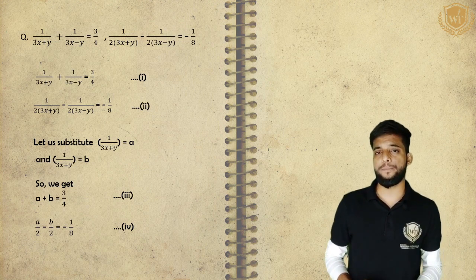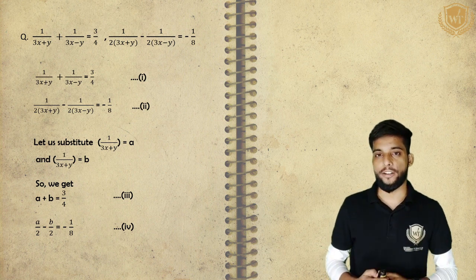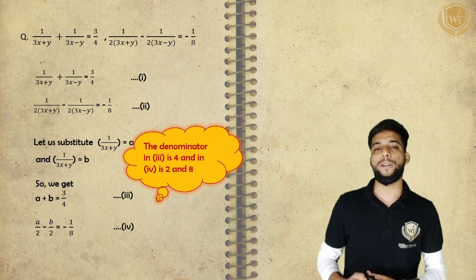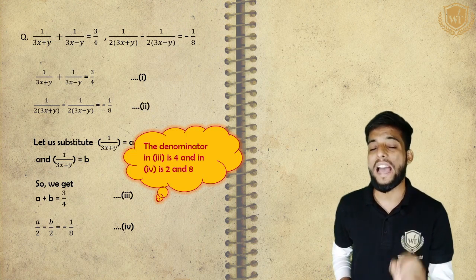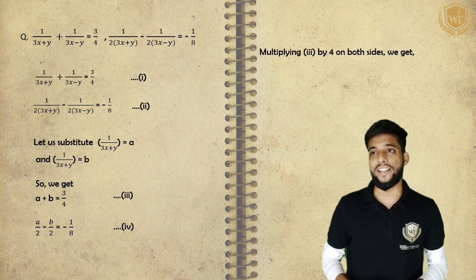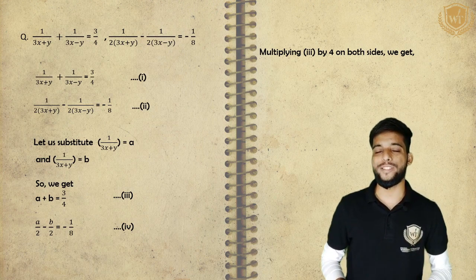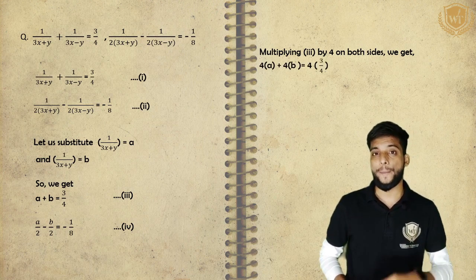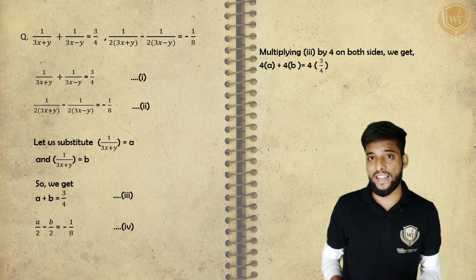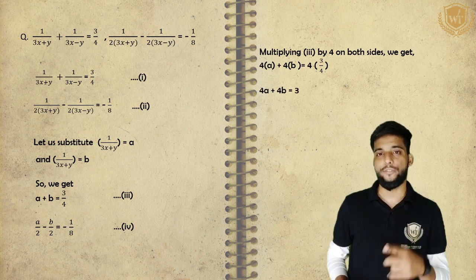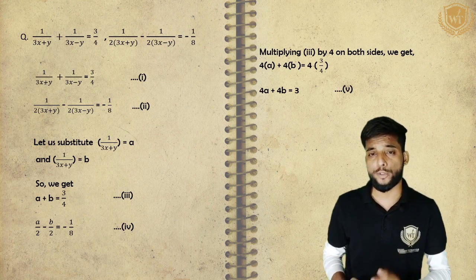Now it is still a fraction. Let us simplify them further. If you observe equation number 3, there's 4 in the denominator. So we can multiply throughout by 4. And if you observe equation number 4, we have denominators 2 and 8. So now let us eliminate the denominator from equation number 3 first, multiplying by 4 on both the sides. So we'll have 4 into a plus 4 into b is equal to 4 into 3 by 4. So we have 4a plus 4b is equals to 3. 4 and 4 will get cancelled out. Equation number 5.